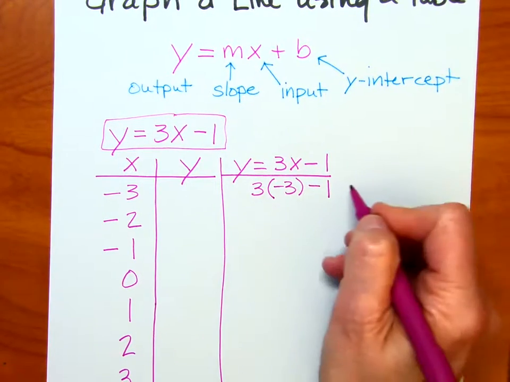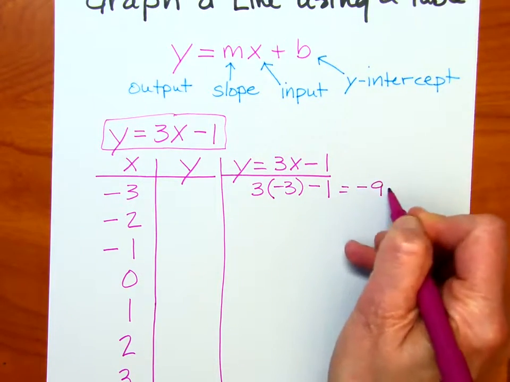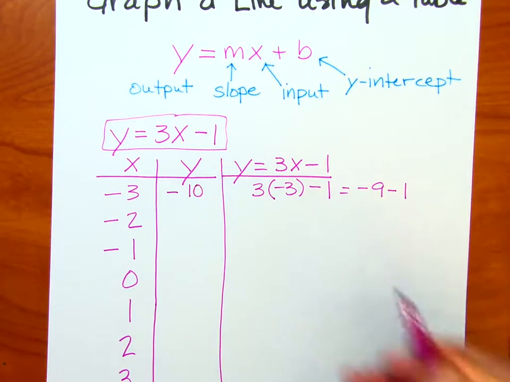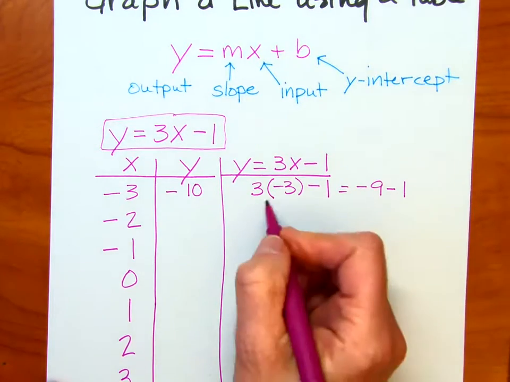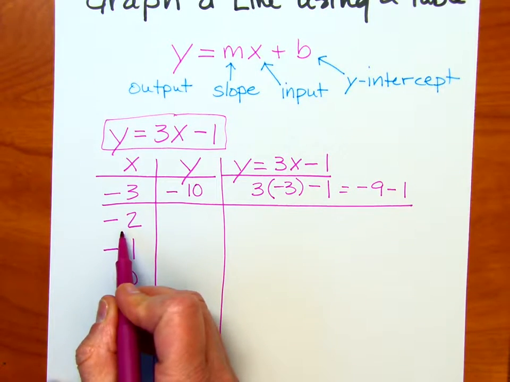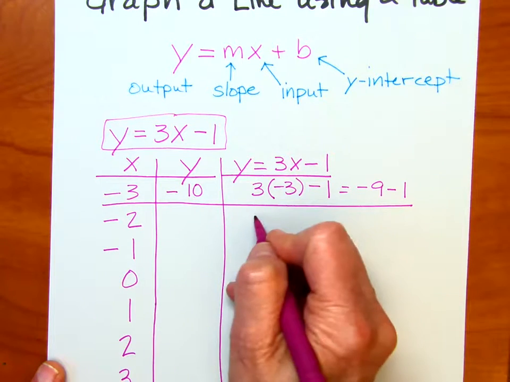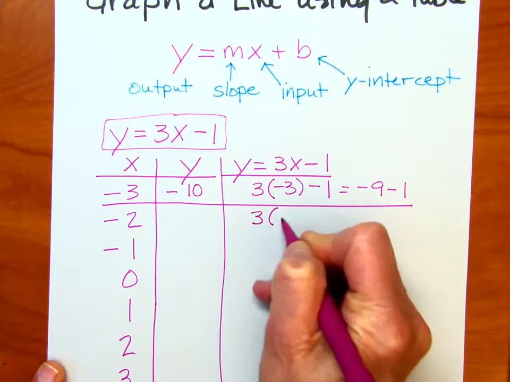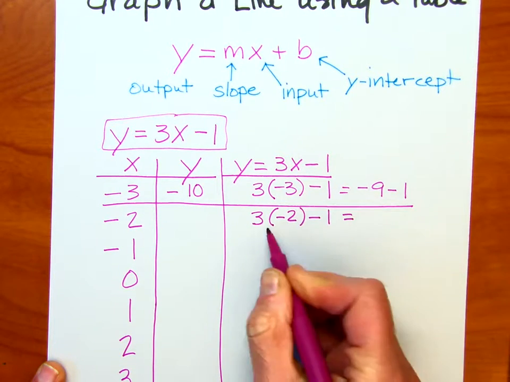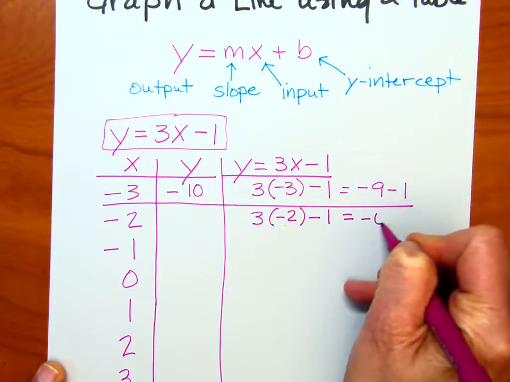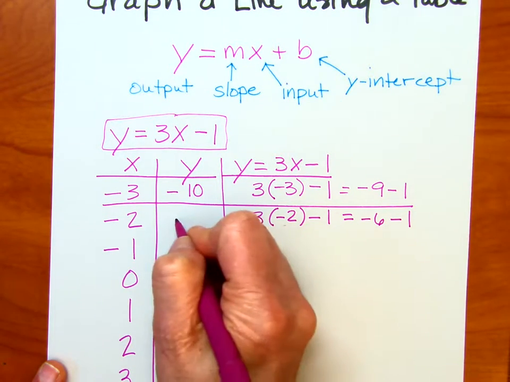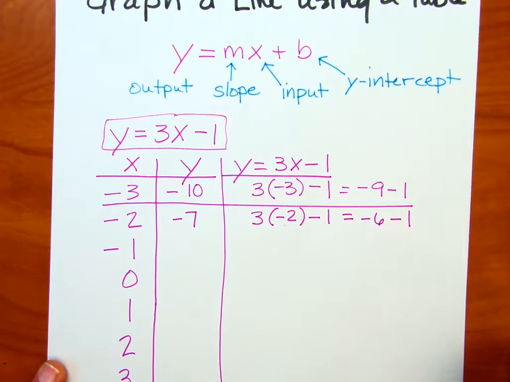Well, I know that's -9 minus 1, and that's going to give me -10. Now we're going to do the same thing, but instead of -3, we're going to input our -2. So we've got 3 times -2 minus 1. Well, that's going to give us -6, and we're going to subtract 1, so that will be -7.